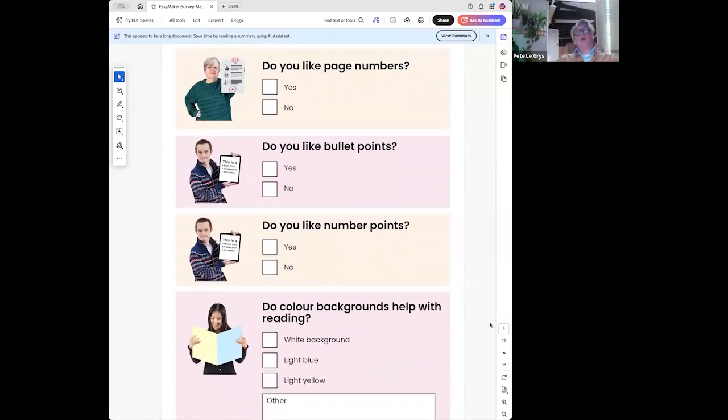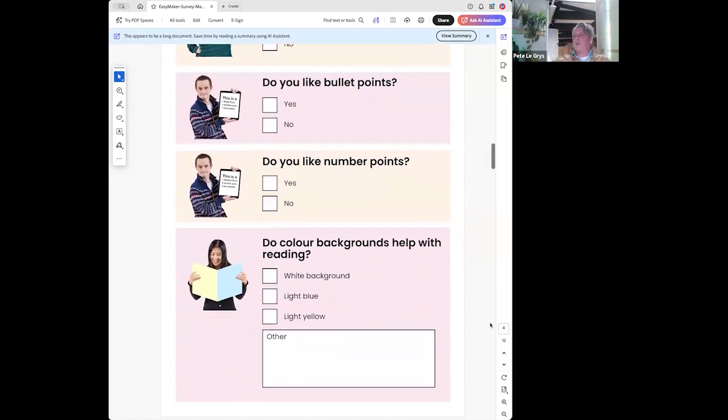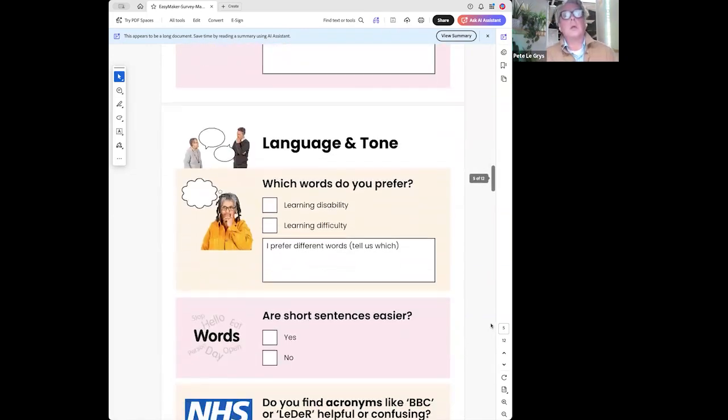Page numbers was popular. Again, that was something I was teaching people not to do on my training course. Bullet points popular. Coloured background. A lot of people hadn't come across this and didn't realise that it made any difference. We were playing around with different things, and light yellow was very popular. Okay, and the next one.